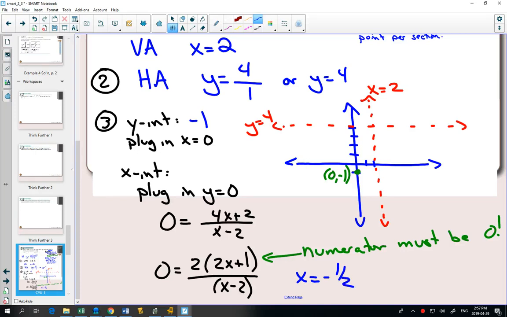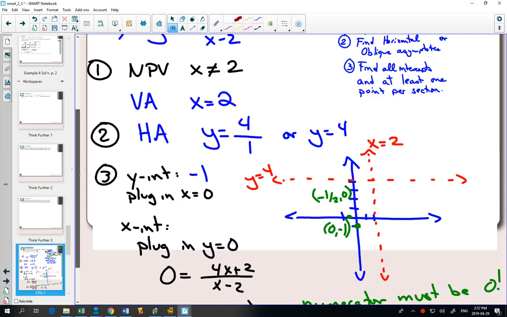And so now we know that our x-intercept is at negative 1/2 comma 0. And that's the only x-intercept because that's the only time our numerator will be equal to 0. So we have 2 points on here, and those 2 points are enough for us to graph one section.